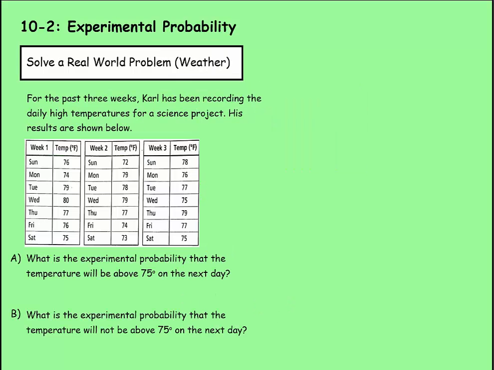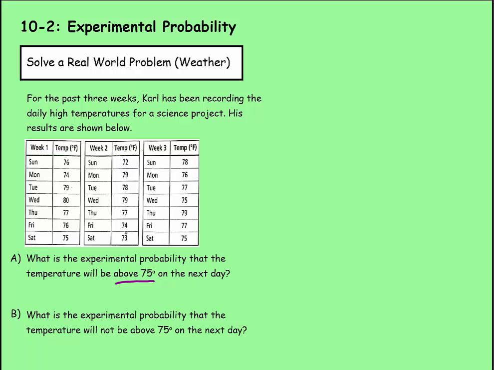Now we can solve a real-world problem with the weather. It says for the past 3 weeks, Carl has been recording the daily high temperatures for a science project. His results are shown below. So he's got 3 weeks worth of weather data. It says what is the experimental probability that the temperature will be above 75 degrees on the next day?